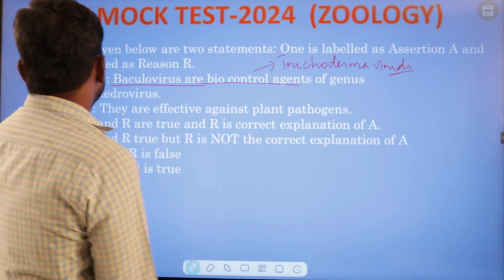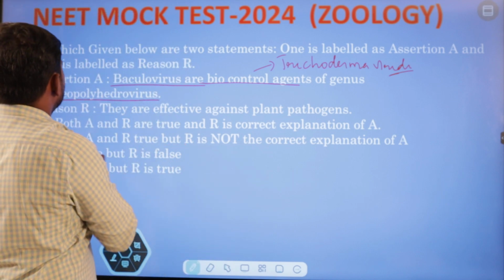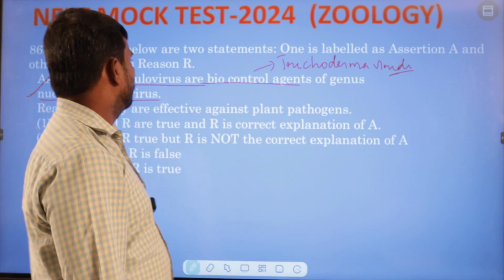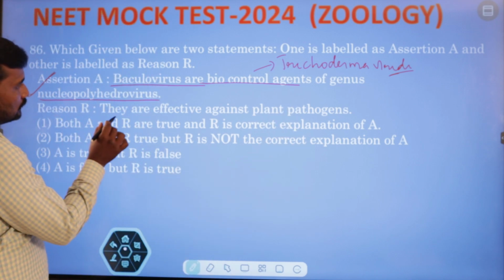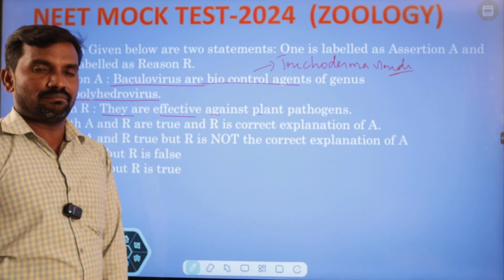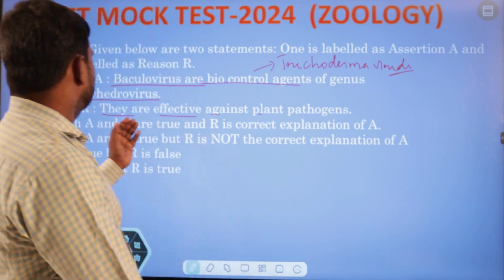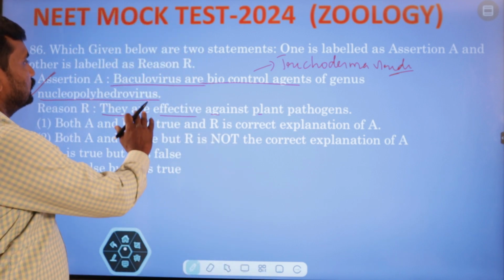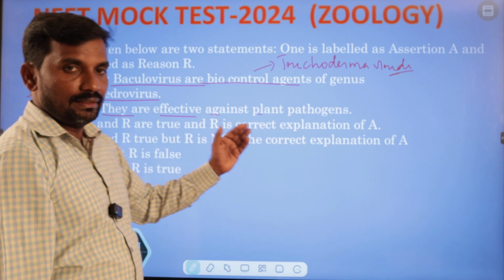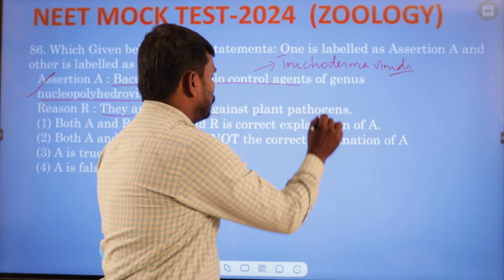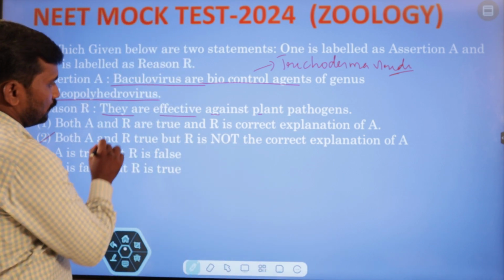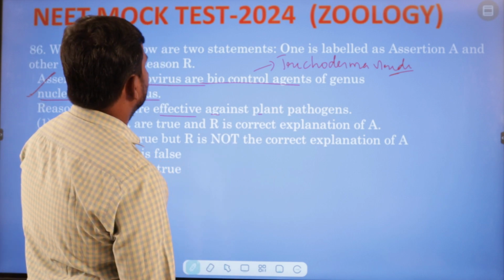The genus is nucleopolyhedrovirus. The assertion is correct: this is an example of nucleopolyhedrovirus. The reason says they are effective against plant pathogens as well as some other organisms. The reason is also a correct statement, but it does not correctly explain the assertion. Baculovirus is specifically insect-specific, not only for plant pathogens. So the answer is both A and R are true, but R is not a correct explanation of A.